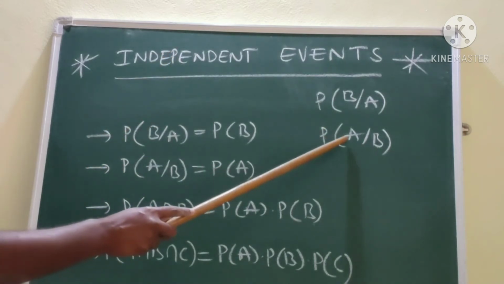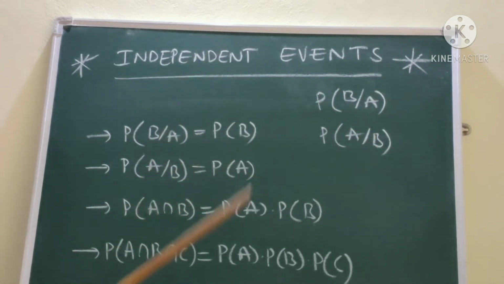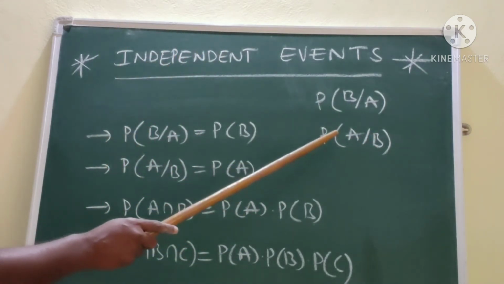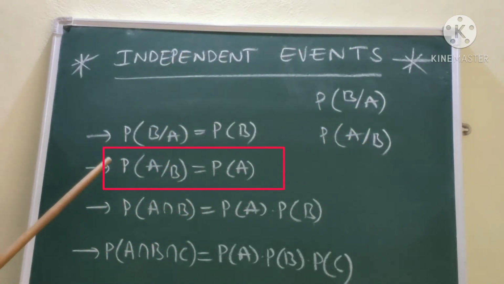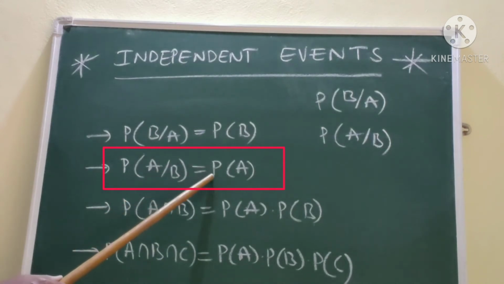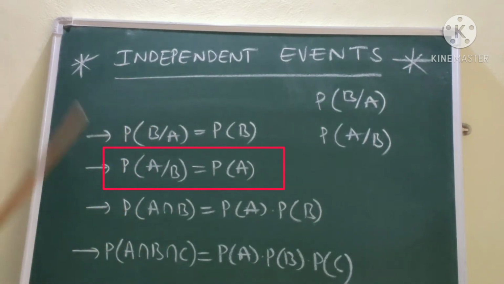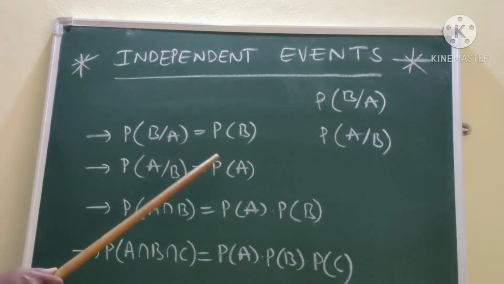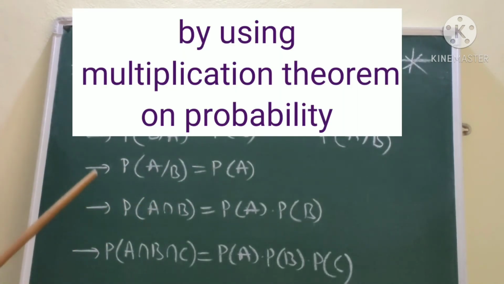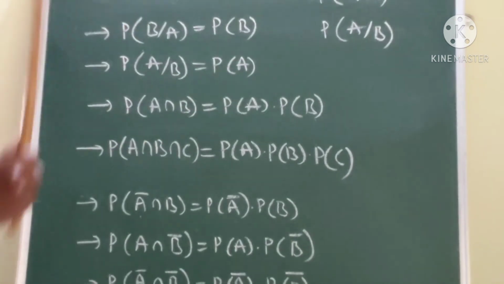Similarly, for P of A by B, the happening of A after the happening of B, in independent events the happening of A does not depend on the happening of B. So we can say that P of A by B is equal to P of A. So in independent events, the formula is P of B by A is equal to P of B and P of A by B is equal to P of A. Now, by using the multiplication theorem on probability, P of A intersection B is equal to P of A into P of B.